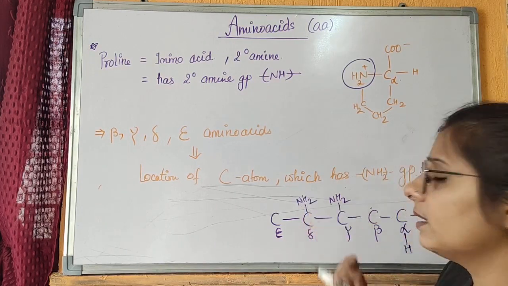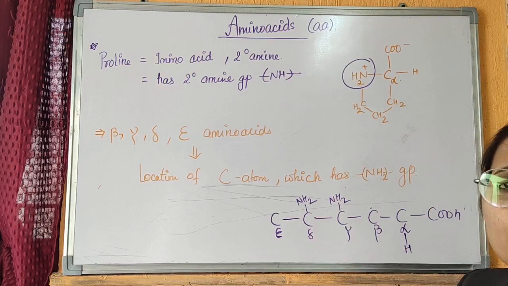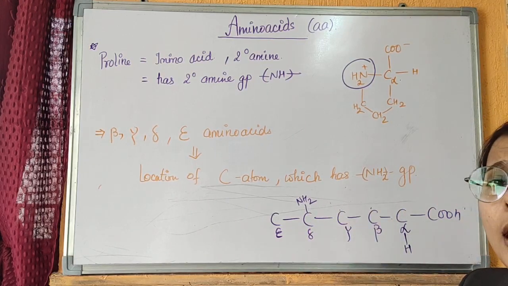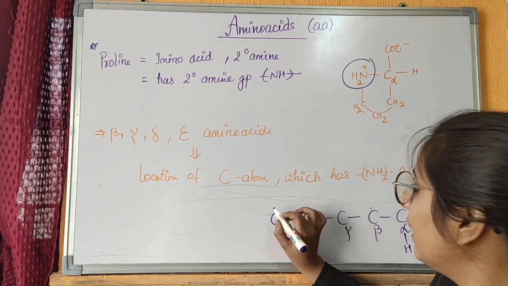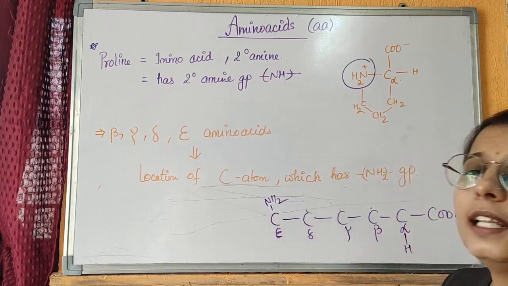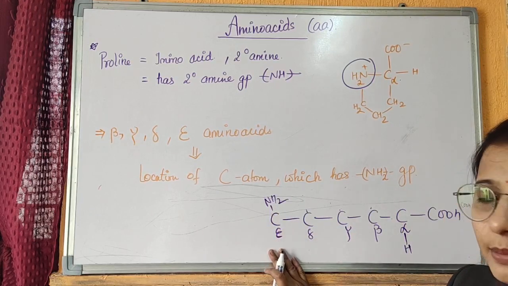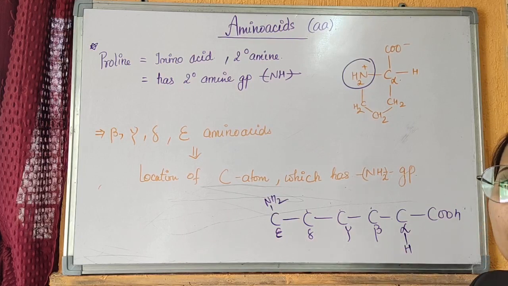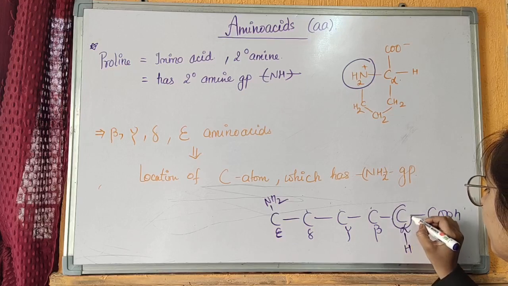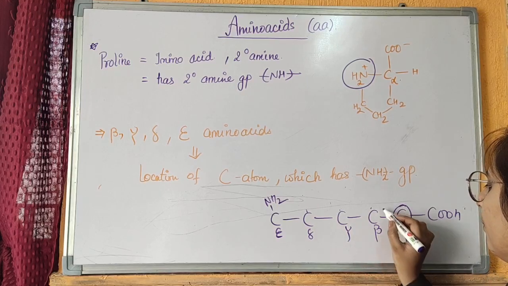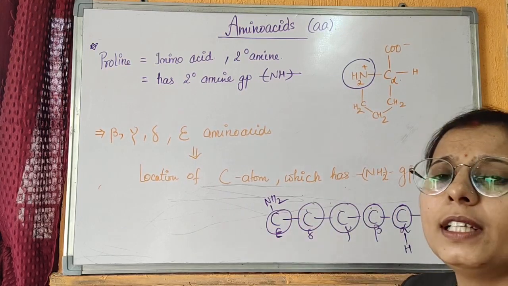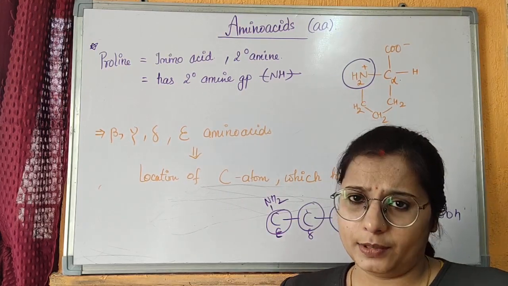If this NH2 group is present at the delta position, then it is called the delta amino acid. Or if this NH2 group is present at the epsilon position or the epsilon carbon, then this is called the epsilon amino acid. So on the basis of the presence of the amino group on alpha, beta, gamma, delta or epsilon carbon, the different types of amino acids are named.